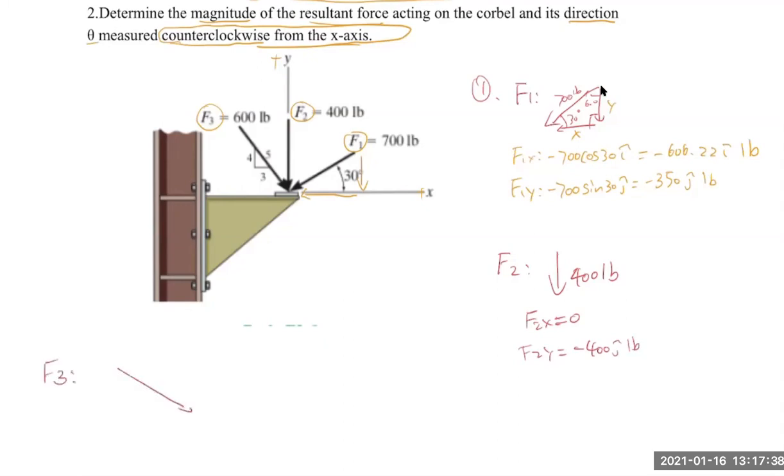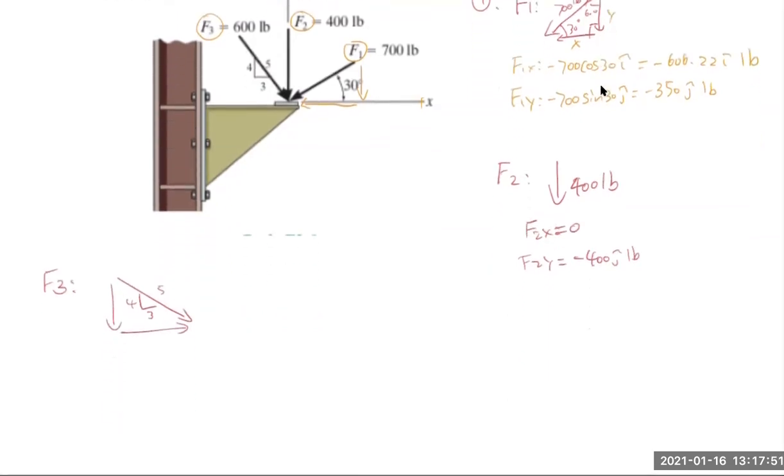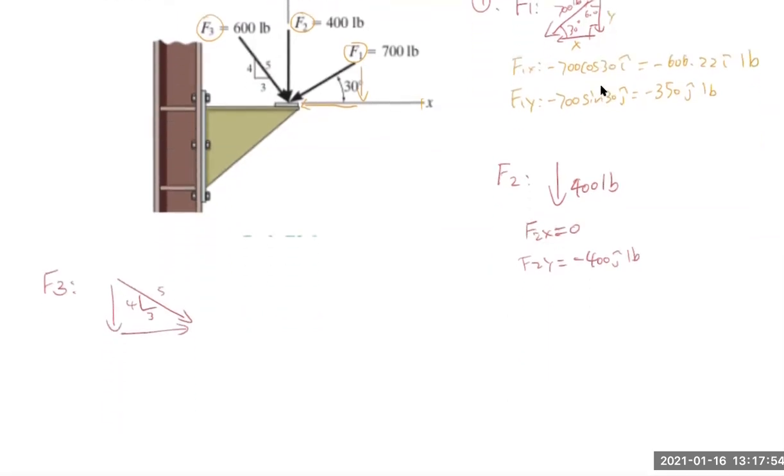If we construct the triangle, see right here, they don't give you the angle, but they give you the 3, 4, 5 triangle. And let me show you guys how to do this. After we construct our triangle, we can actually start to solve the problem. So this will be the 600 pound force.